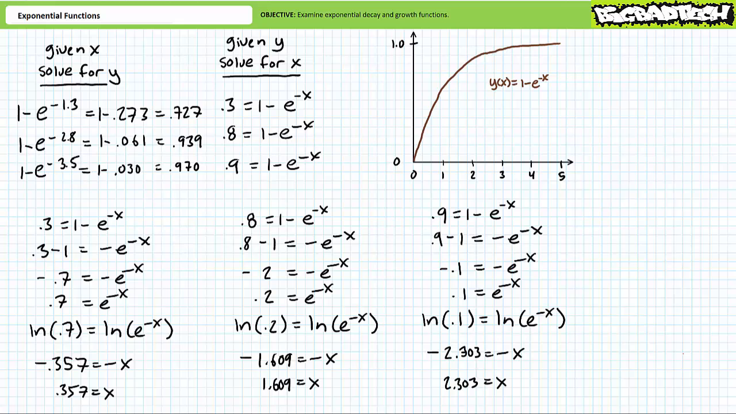Note I've written out the algebraic steps necessary to obtain these values. However, they're all using the same techniques. Get the exponential by itself by subtracting 1 from both sides. Get rid of the negative sign on both sides. Take the natural log of both sides. Get rid of the negative sign on both sides, and you obtain the x value that satisfies the given condition.